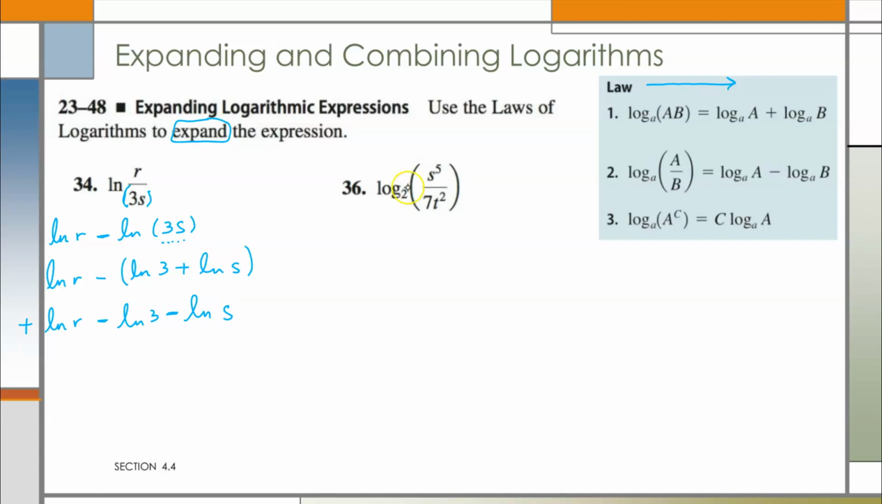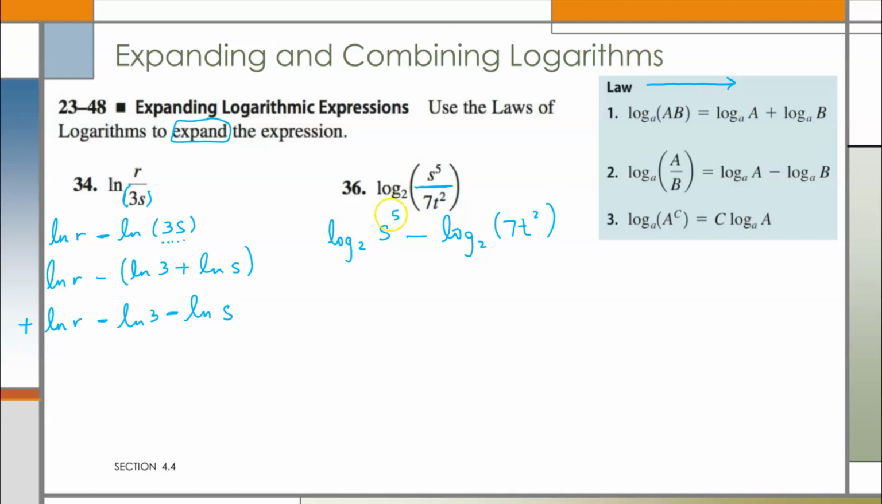Okay, so let's look at starting out with the division. We're going to have log base 2 of s to the 5th. Division we separate out with subtraction. Log base 2 of 7t squared.